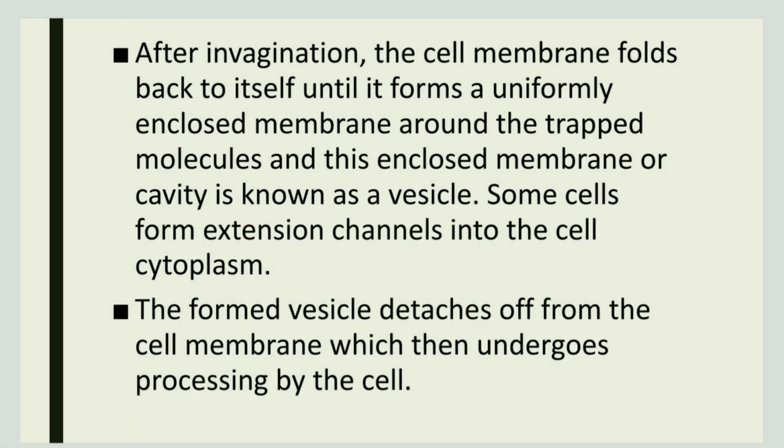After the invagination step, the cell membrane gets folded, that is, it encloses the trapped molecules and they form vesicles. So the second step is the formation of vesicles, and the last step is the detachment of these vesicles from the cell membrane. So the three steps in endocytosis are: first is the invagination step, second is the formation of vesicles, and last is the detachment of these vesicles from the cell membrane.